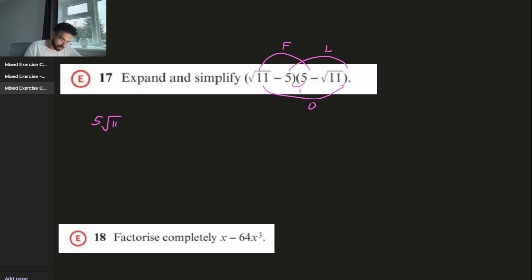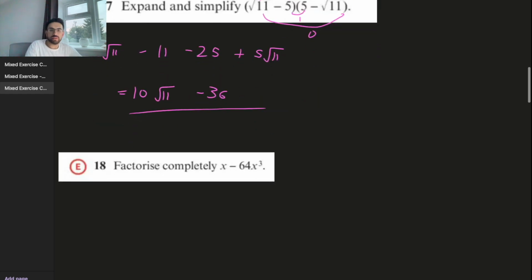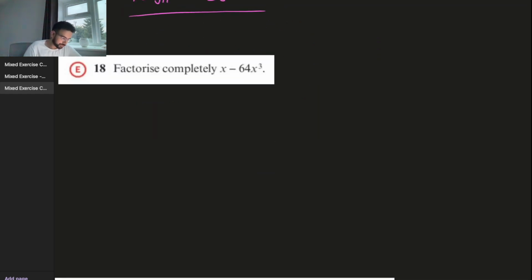Then I'm going to do my O's. So I'm going to get minus 11. Then I'm going to do I, so I'm going to get minus 25. And then finally, we're going to do L, so it's going to be plus 5 root 11. Overall, I end up getting 10 root 11 minus 36. That's expanded and simplified. Let's move on to question number 18.